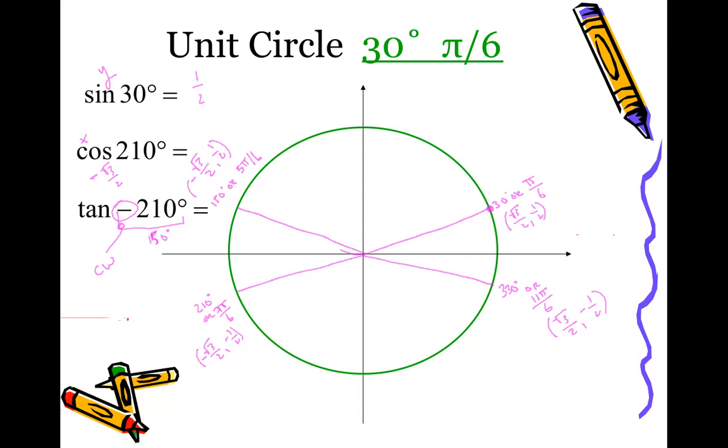So the tangent is going to be sine over cosine. So it's 1/2 divided by, you know what, or times negative 2 over √3. So it's negative 1 over √3. Or maybe you're going to say negative √3/3. Both are perfectly acceptable. Awesome.